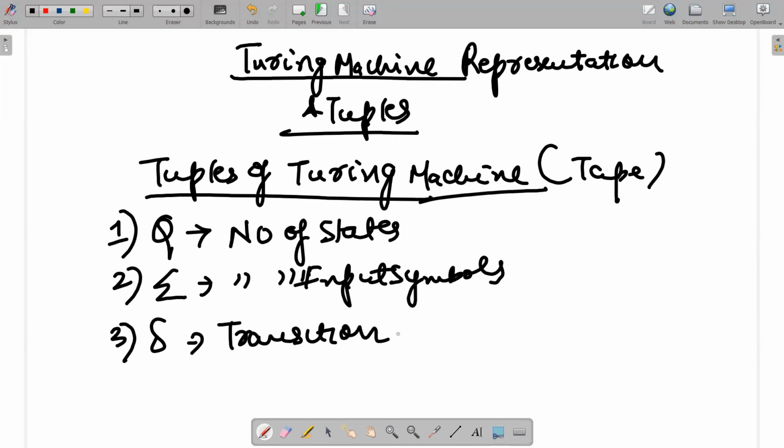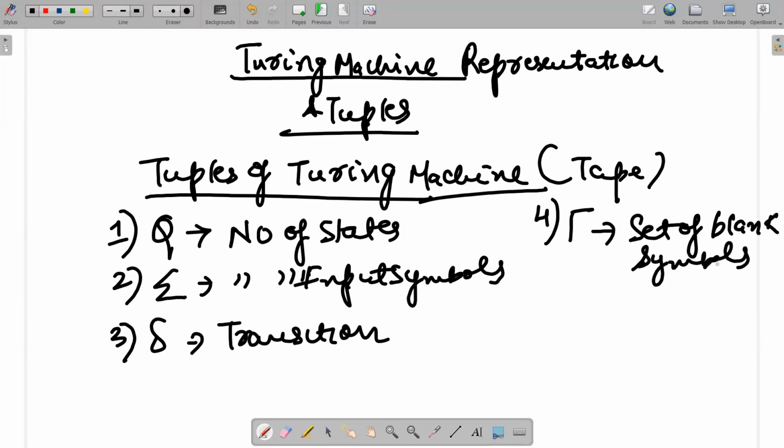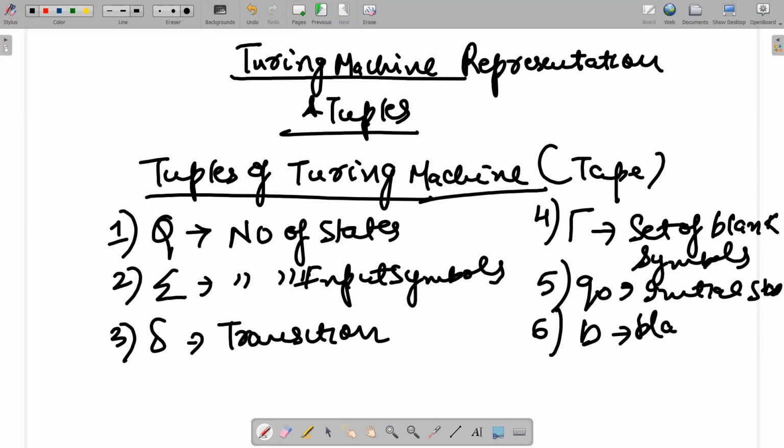There will be a transition from one state to another state. The fourth important tuple is Tau. This is the set of tape symbols. There will be an initial state for sure. Then there is the concept of B, which is the blank symbol. And last but not least, F is the set of final states.